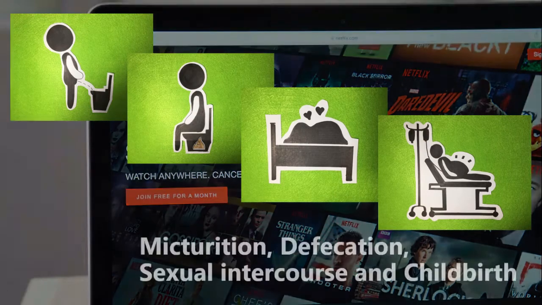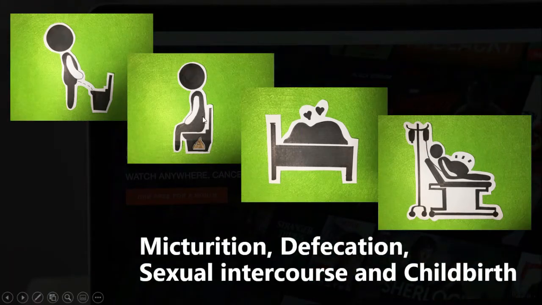These factors are micturition, defecation, sexual intercourse, and childbirth. These factors therefore play an important role in an anatomical region of the pelvis called the perineum, which contains structures that support the urogenital and gastrointestinal systems. Today, we shall look at the structures of the perineum as we deal with the pelvic diaphragm and contents of the anal triangle.